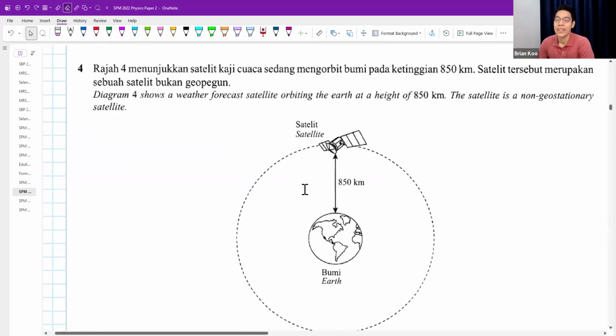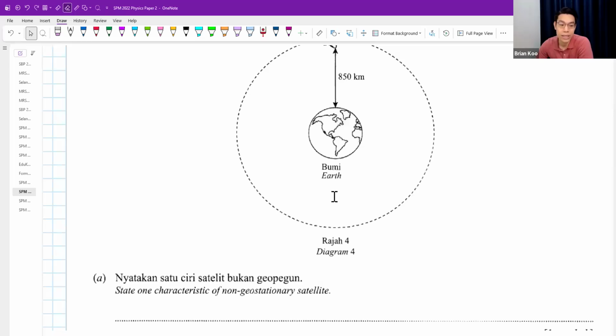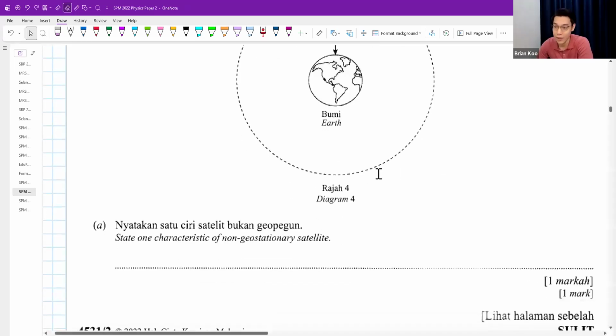Okay. Question 4. The diagram shows a weather forecast satellite orbiting the Earth at a height of 850 km. The satellite is a non-geostationary satellite. Okay, state one characteristic of a non-geostationary satellite. There are many things that you can say. If you memorize geostationary, you just have to say something that is the opposite for non-geostationary.